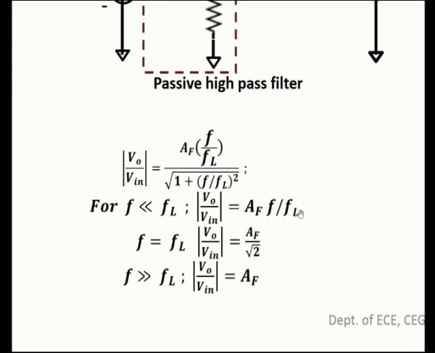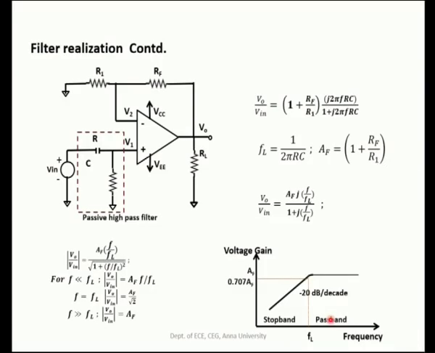And for frequencies much smaller than F_L, this is the characteristic which is linearly related to F. So, as frequency decreases, this gain will also decrease, and when F becomes 0, the gain becomes 0. So, this is the characteristic of the Butterworth high pass filter.